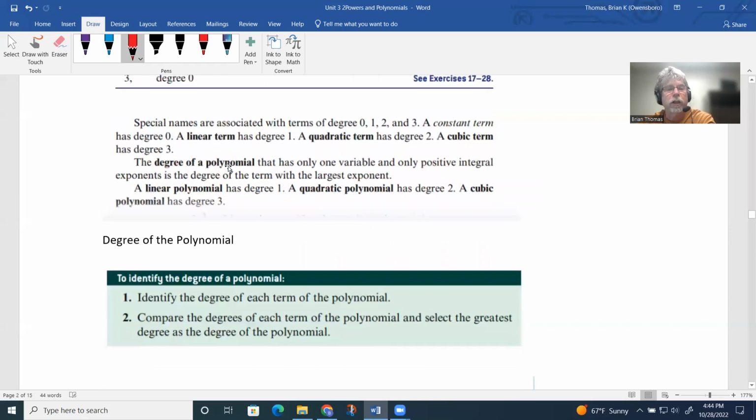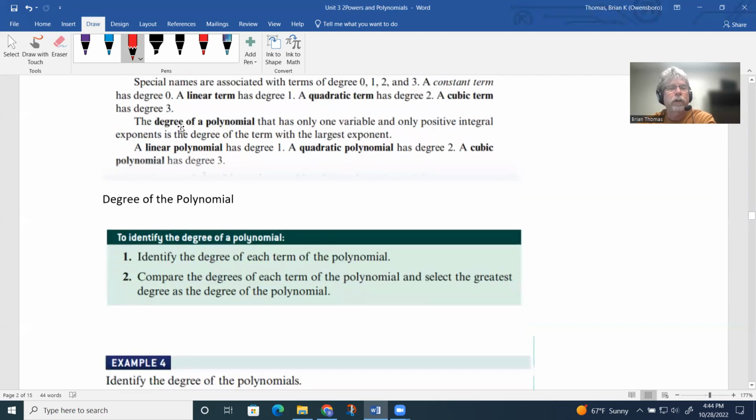So some other things to pick up on is special names. So the constant term is going to be the degree 0 term. In other words, it's going to be the number. A linear term is going to be a degree 1. In other words, the x is raised to the power of 1. A quadratic term is going to have a degree 2. In other words, x is raised to the power of 2. A cubic term is going to have a degree of 3.